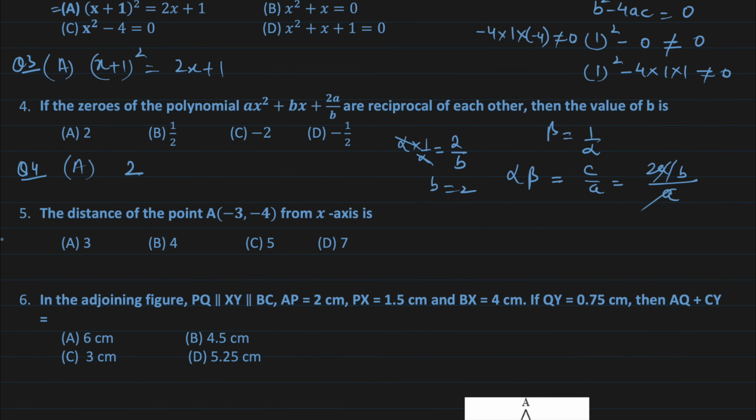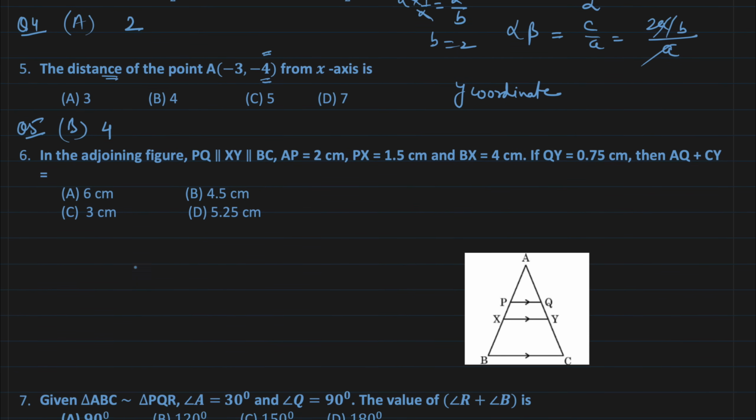Now, question number 5. The distance of the point A, minus 3, minus 4 from the x-axis. So the distance of any point from the x-axis is the y-coordinate, right? So here the y-coordinate given is minus 4, but as we need to get the distance, we'll take distance as only positive. So 4 is the answer, right?